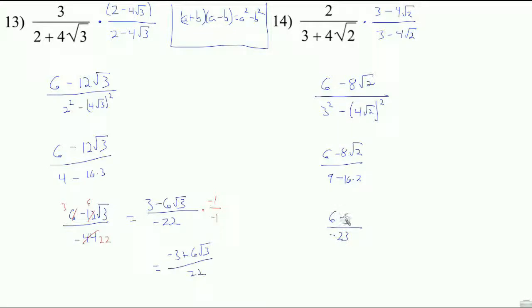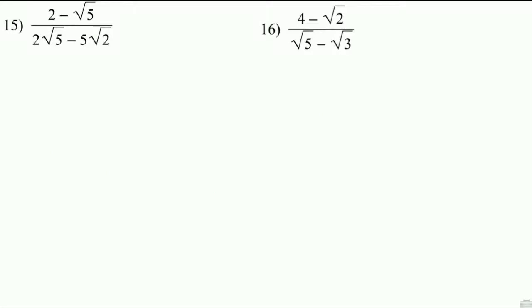And we have 6 minus 8 root 2. 23 is prime, so it's not going to reduce with either of these in the numerator. So there's our answer. And our last slide with the last two questions. Going to be the same concepts to start with as before, and then we'll just kind of follow the math as I mentioned. We do have 2 square roots, but that's okay.